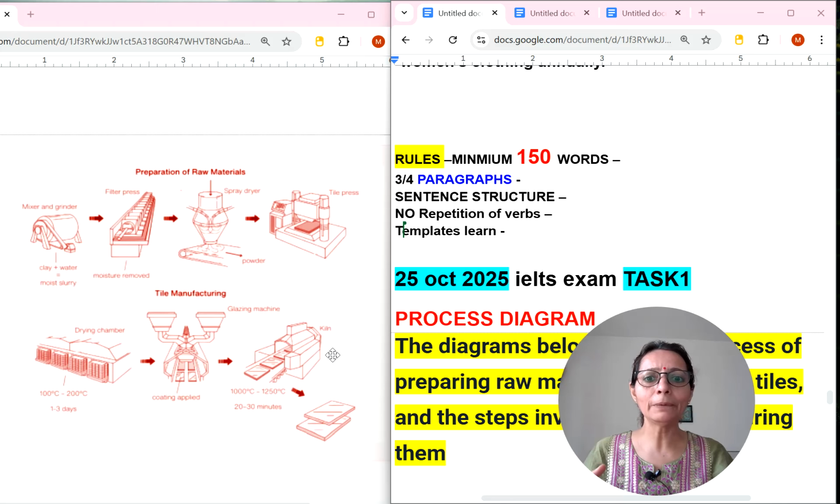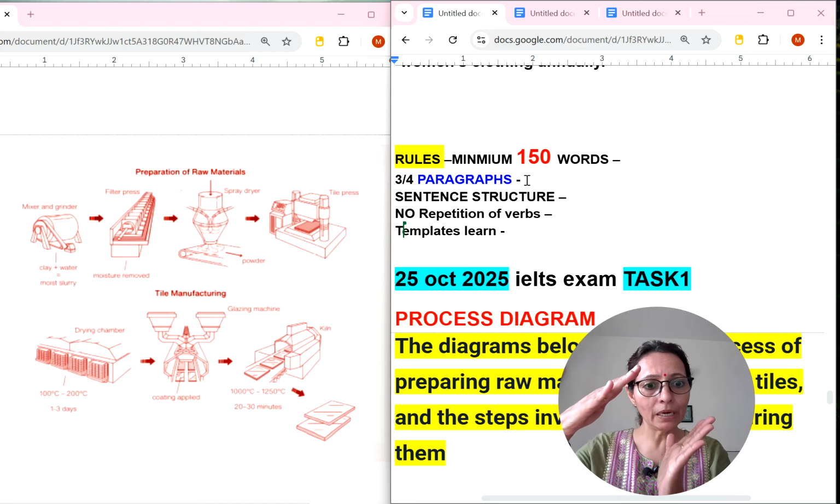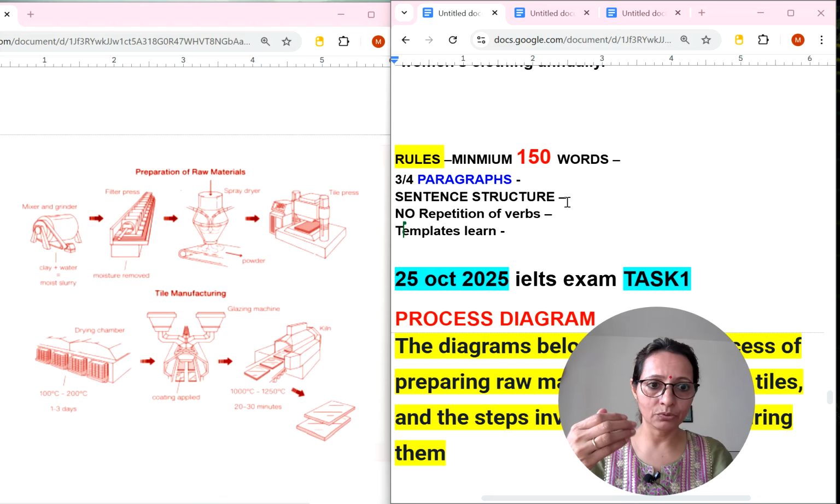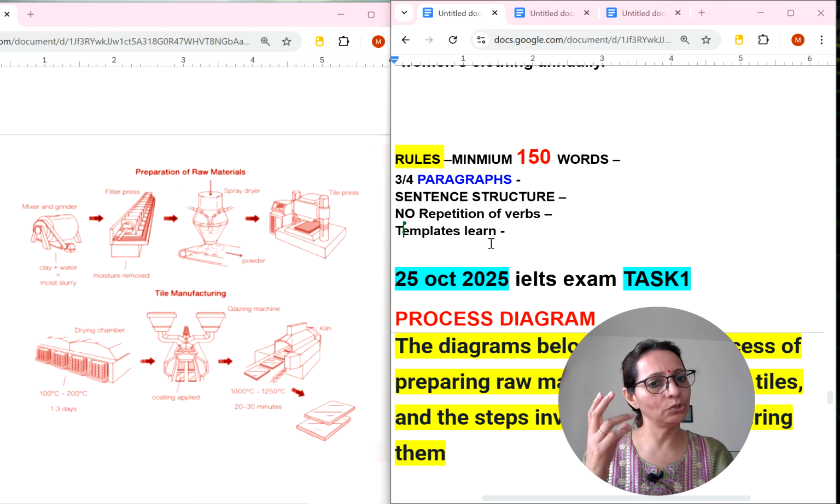Explain it properly, and 3 or 4 paragraphs are required. If you write in one big paragraph, there will be no guarantee of a band 6 in that. And for sentence structure, please use a variety of sentence structures in your Writing Task 1 and even in Writing Task 2. And of course, no repetition of verbs. And words also, templates, you can learn them.